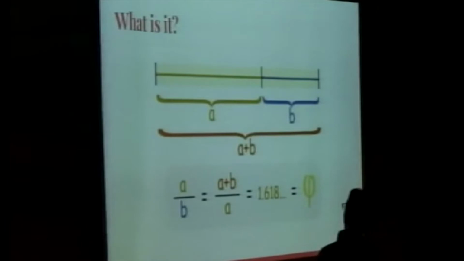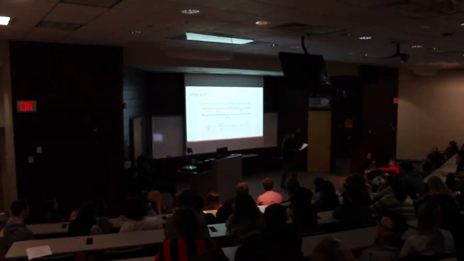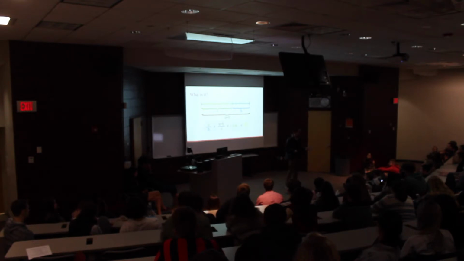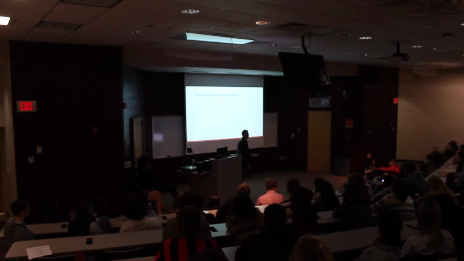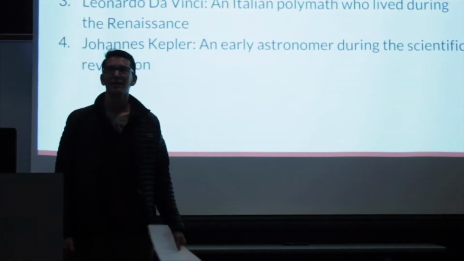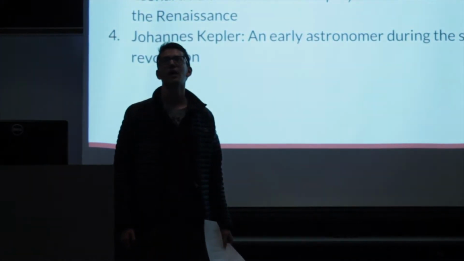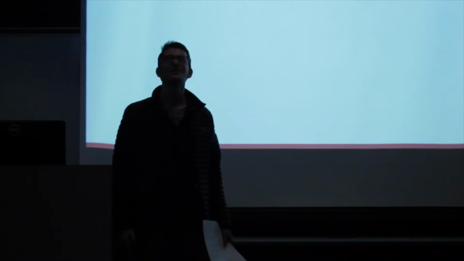So essentially, this number is used everywhere. It is in design, nature, engineering, biology, architecture, and art, and the golden ratio has been used for thousands of years by humans. It's been used by Plato, an influential Greek philosopher, Euclid, author of the Elements, Da Vinci, and Kepler, an astronomer during the early scientific revolution.